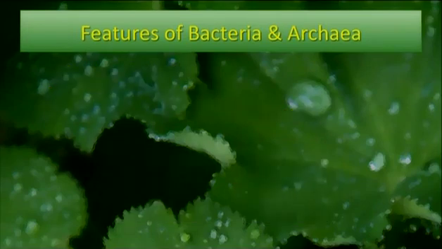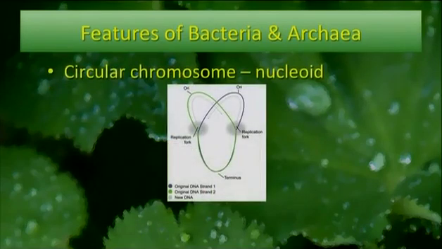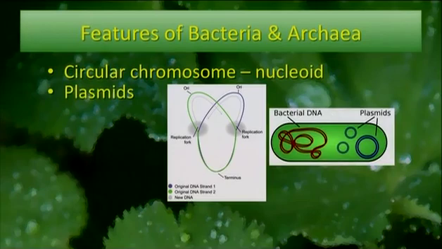Furthermore, they have a circular chromosome. Each bacterial cell has one circular chromosome, which is called a nucleoid. They may also contain small pieces of DNA organized in a circular fashion known as plasmids. They may have plasmids, and they also have their own ribosomes.